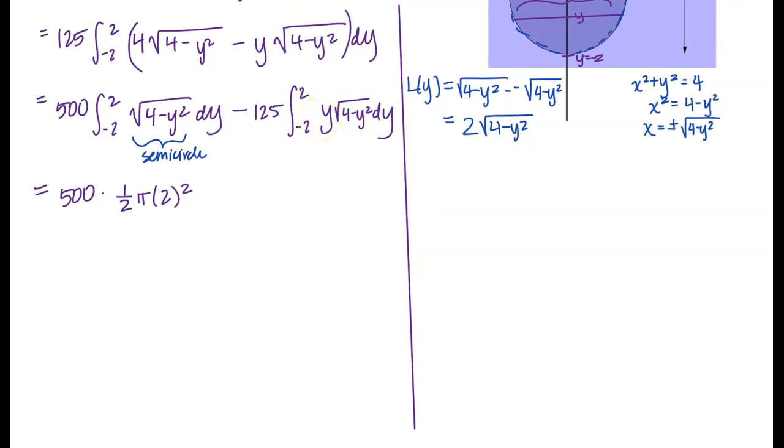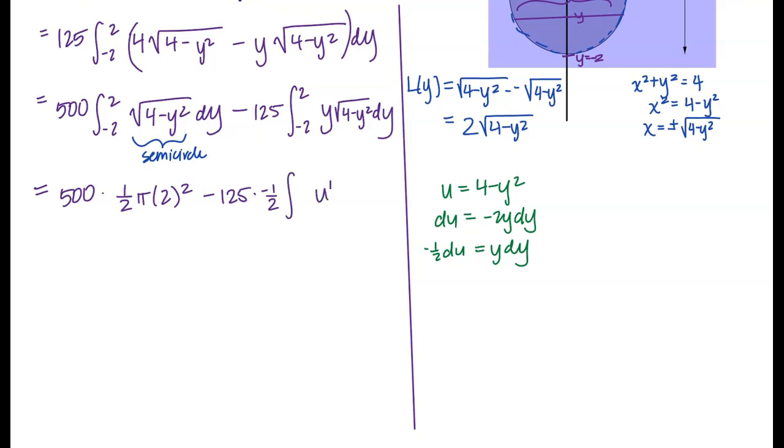So I'm going to show that work over here. Let's let u equal 4 minus y squared. du is negative 2y dy. I only have a y dy, so I'll have negative 1/2 du is y dy. So my second integral so far, I have negative 125 times an extra negative 1/2 in the front, the integral of radical u, or u to the 1/2 du. But we should be careful here because the limits of integration, we don't want to put negative 2 to 2. Those are y values. We want to change these into u values.